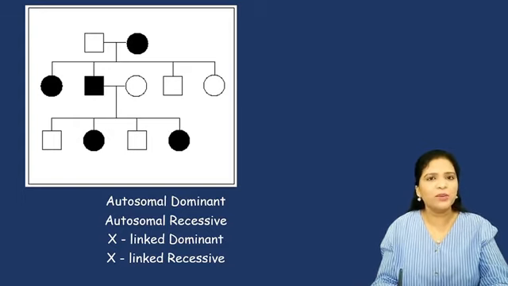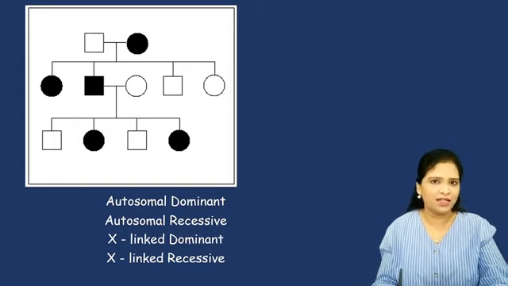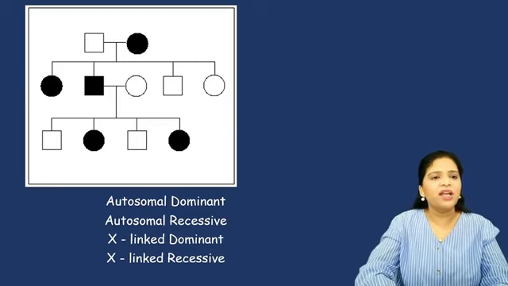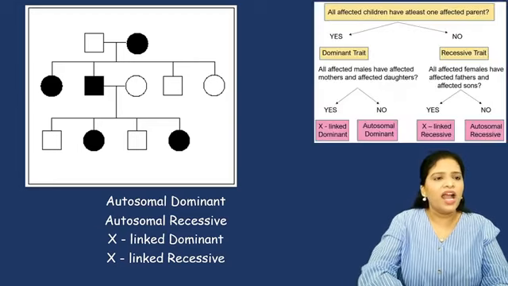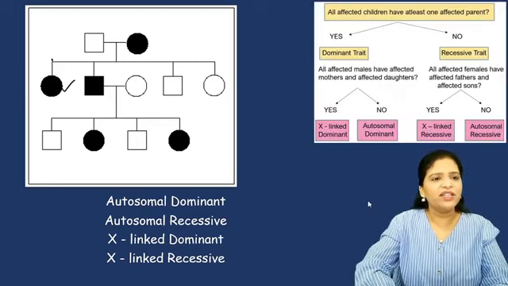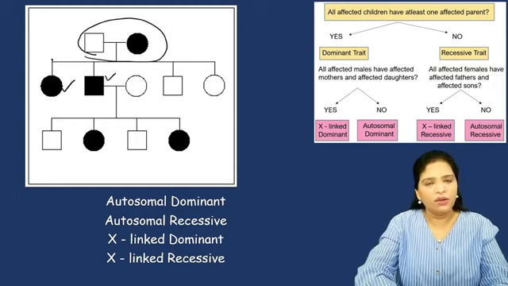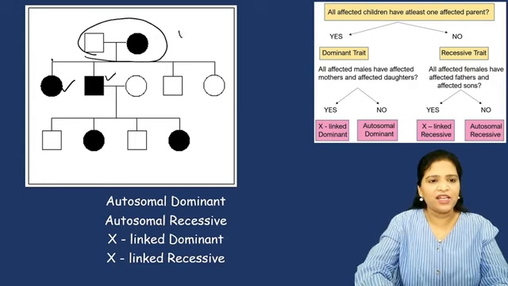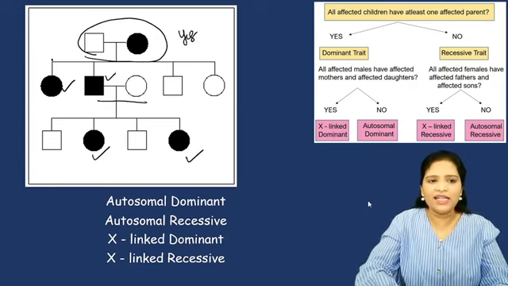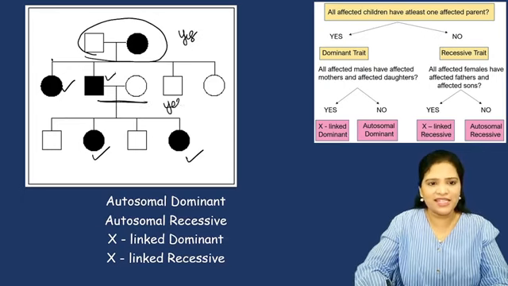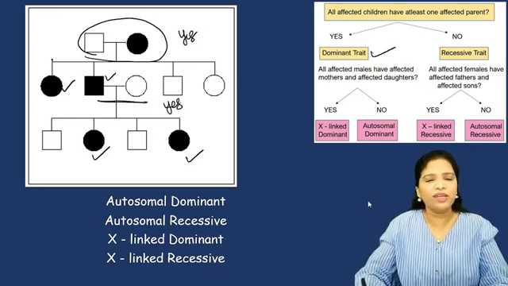Okay. So let us move on to the third example. So look at this picture. What type of inheritance does this represent? Again, apply the formula. Affected children. Here one affected child, affected child. Affected children have an affected parent, at least one affected parent. So the answer is yes. So here affected children have at least one affected parent. Yes. So this comes under a dominant trait.